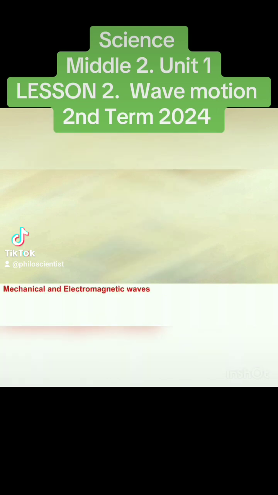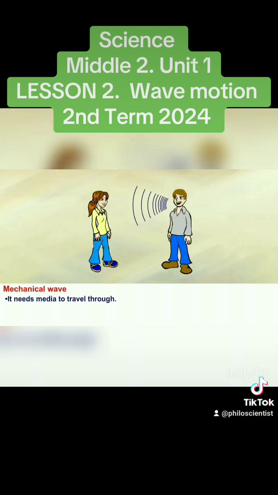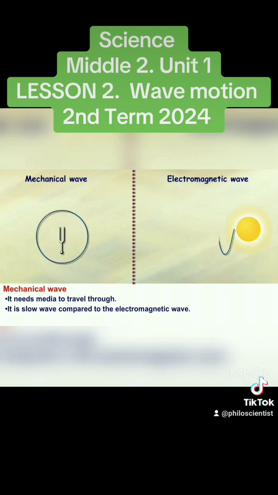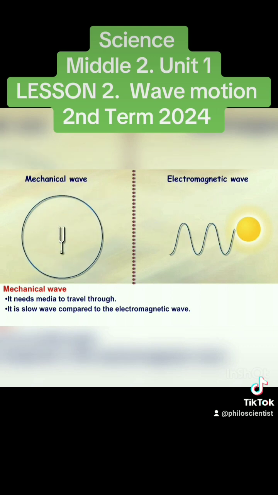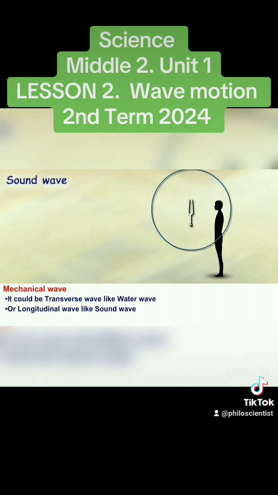Mechanical and electromagnetic waves. Mechanical wave. It needs media to travel through. It is a slow wave compared to the electromagnetic wave. It could be a transverse wave like a water wave or a longitudinal wave like a sound wave.